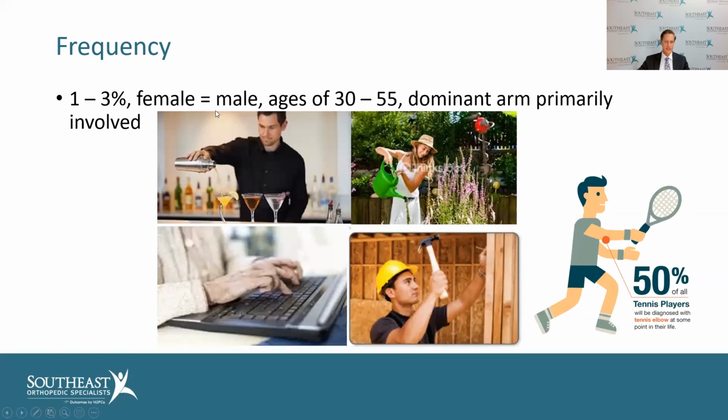Females and males get this pretty much evenly at any time. 1 to 3% of the population is suffering with this. More common in folks 30 to 55. The dominant arm is more commonly affected than the non-dominant arm, but I will tell you that it's not by much. I see a lot of people with their non-dominant arm that is affected, and patients often question that, you know, why this isn't my dominant arm? Why am I getting problems in my non-dominant arm?